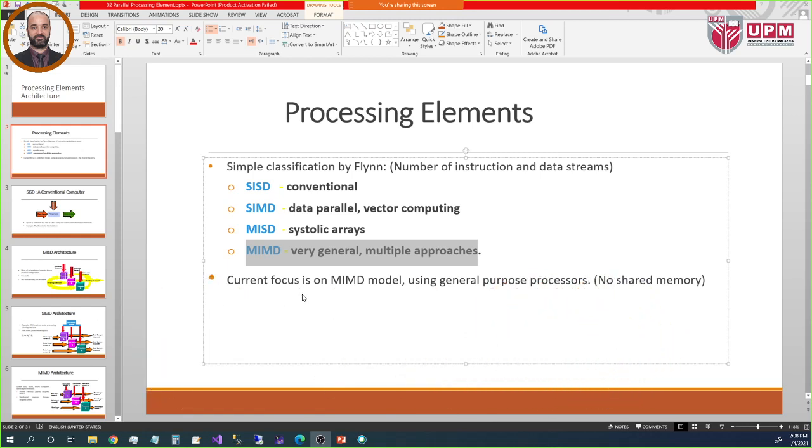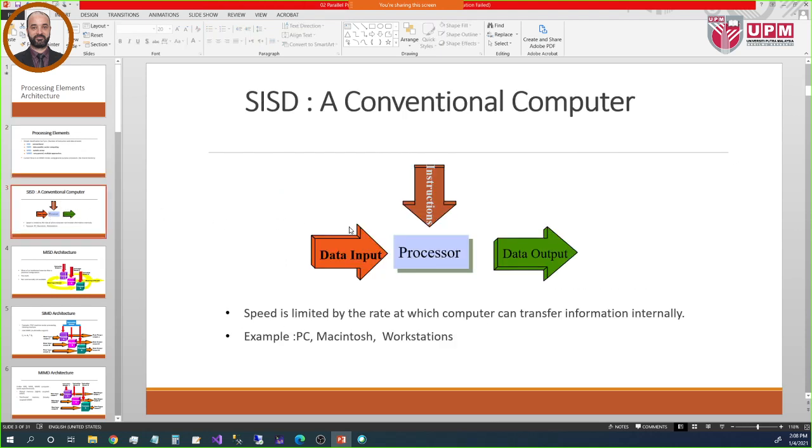The current focus of this course is the MIMD model, which is very common nowadays and is the only architecture that can achieve real parallelism or real parallel computing. This architecture is based on distributed or multiple memories and also multiple processors. Let us go through quickly, since I already explained this in the last class and I'm not going to explain it in depth again.